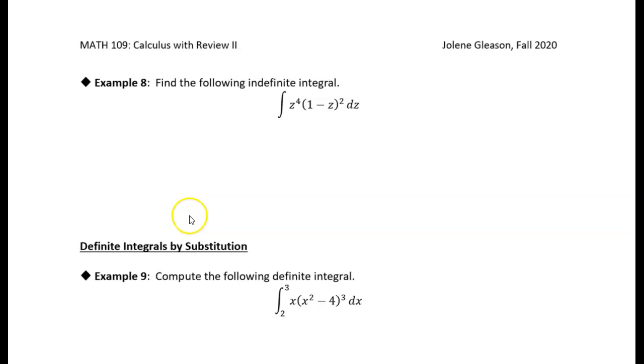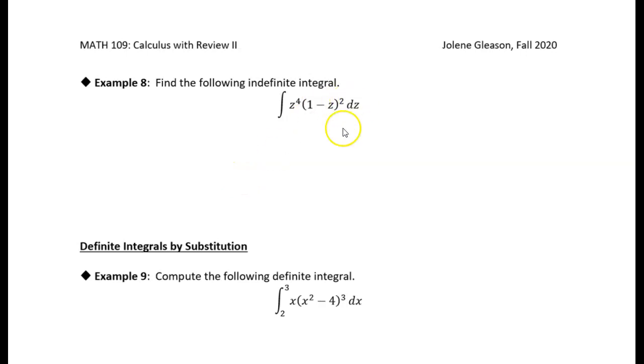All right, have you ever heard the expression that if all you have is a hammer, everything looks like a nail? So you're just learning all of these tools for integration, and you get a new tool to use, and everything looks like a nail. But let's take a look at this example.